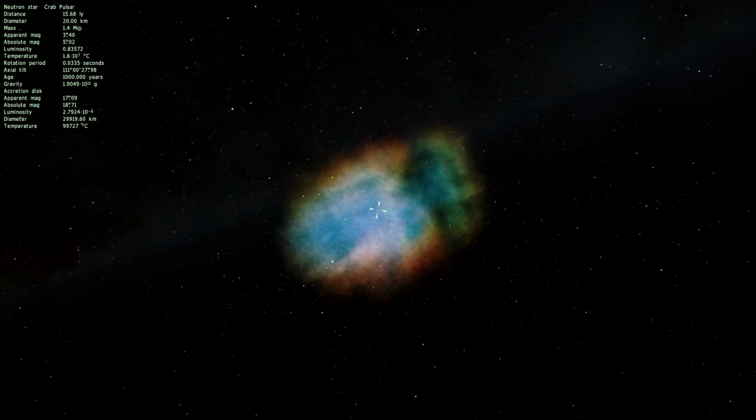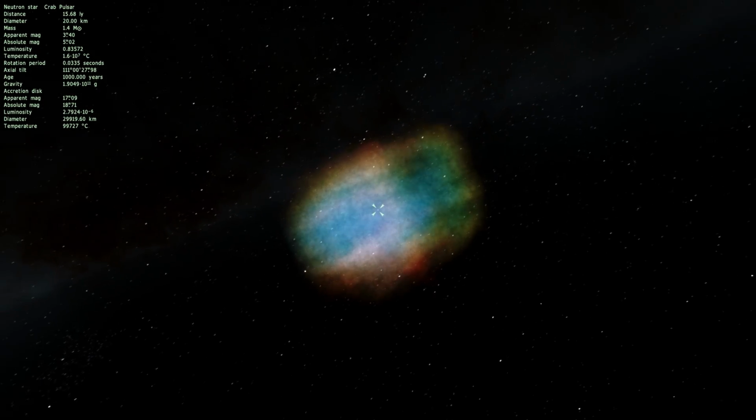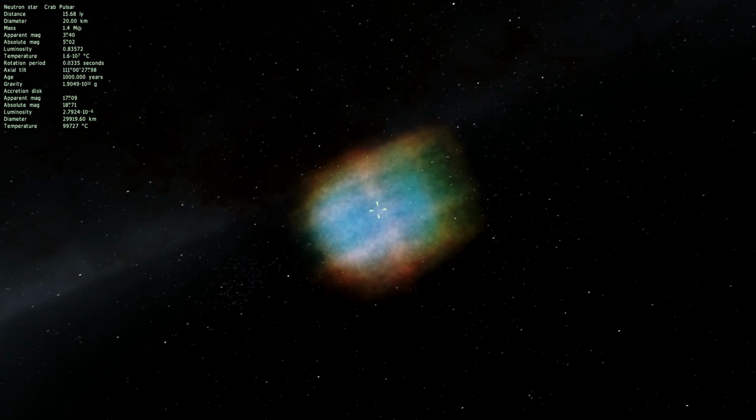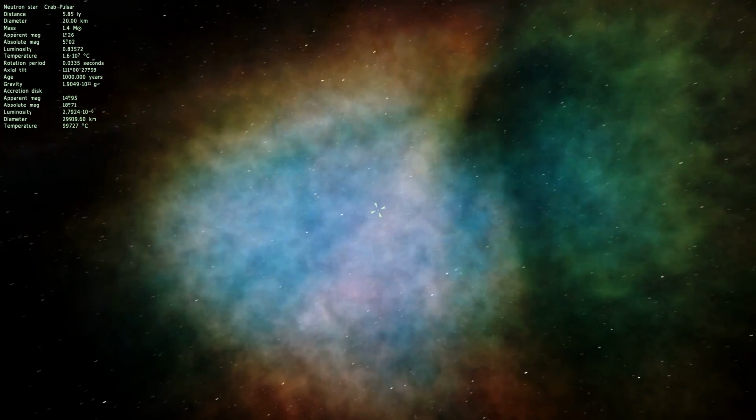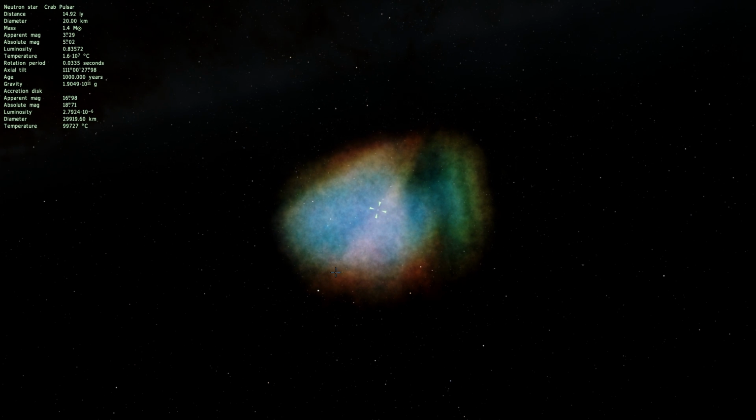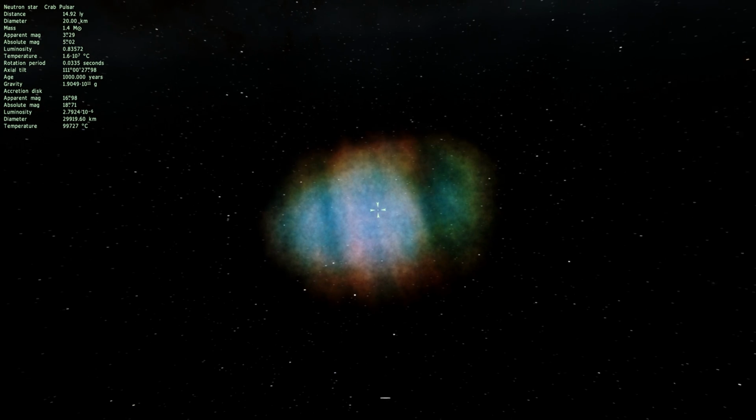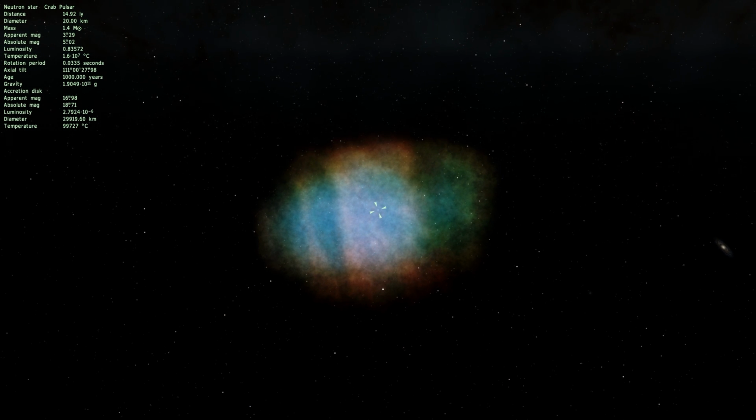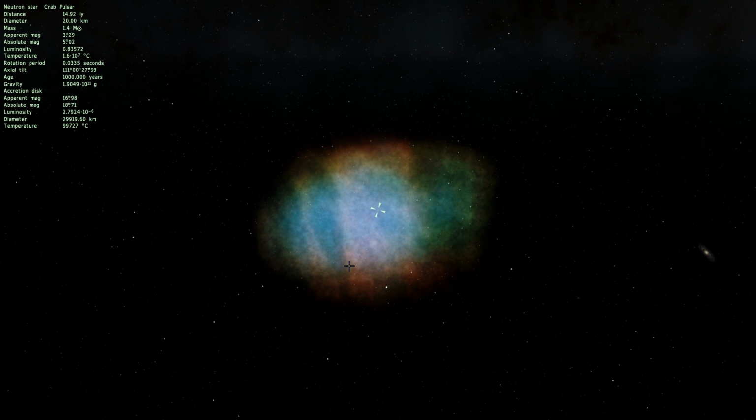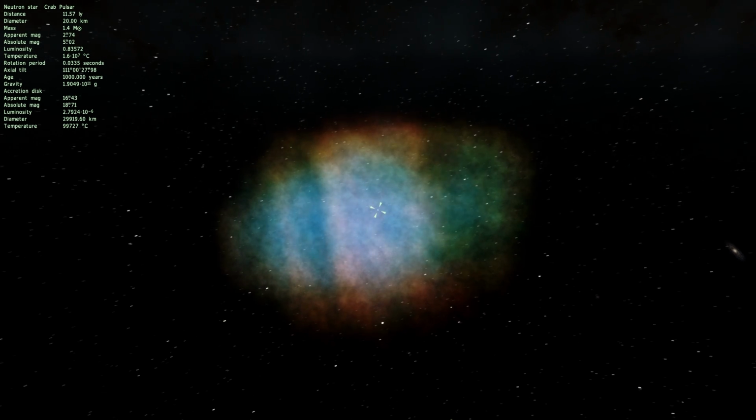So we're currently about 6,900 light years away from our own solar system, and we're looking at a nebula known as the Crab Nebula, with the Crab Pulsar right there in the middle. This particular nebula is not actually very old, it's just under 1,000 years old. And the reason we know that, and actually the reason why it's so important historically, is because in the year 1054 AD, there was basically a very, very large explosion in the sky.